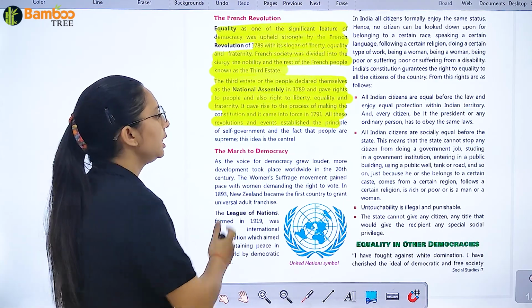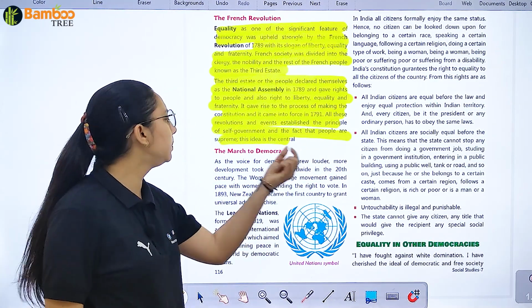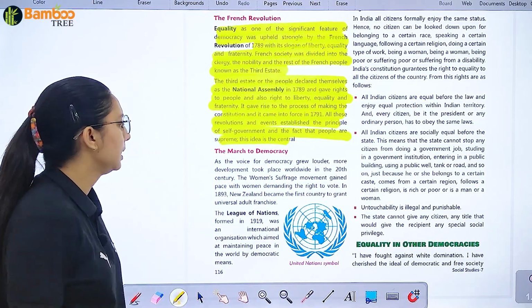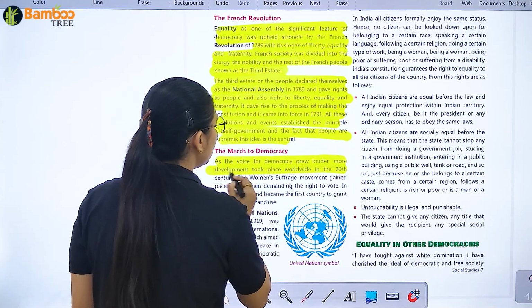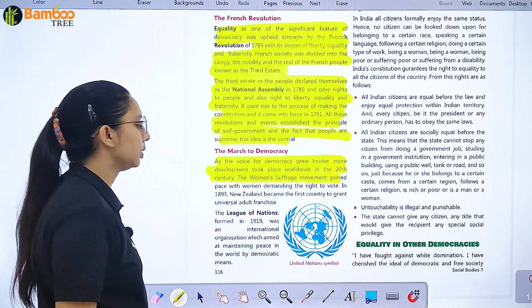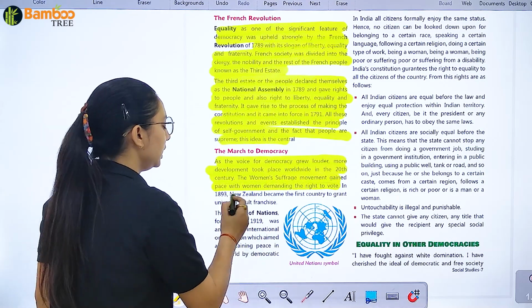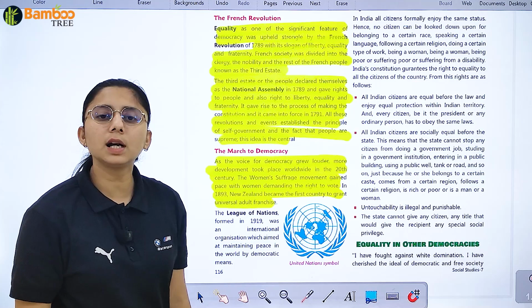All these revolution events established the principle of self-government and the fact that people are supreme, and the idea is central. March to democracy. As the voice of democracy grew louder, more developments took place worldwide in the 20th century. The women's suffrage movement gained pace with women demanding the right to vote. In 1893, New Zealand became the first country to grant what?